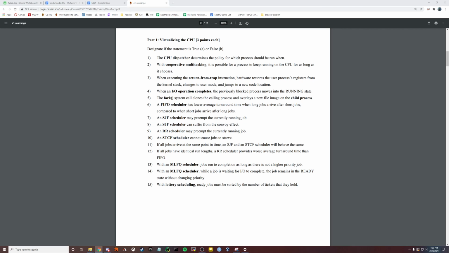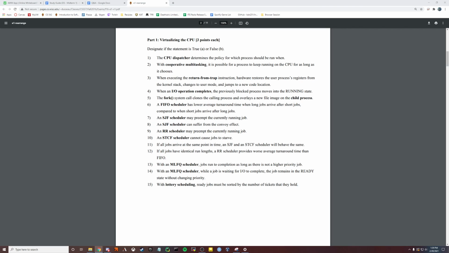Number 14, with an MLFQ scheduler, while a job is waiting for I/O to complete, the job remains in the ready state without changing priority. This is false. Jobs move to the blocked state when waiting for an event to complete that does not need the CPU. Yeah, and we definitely got that.